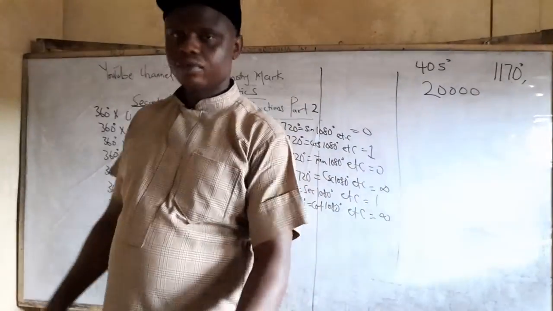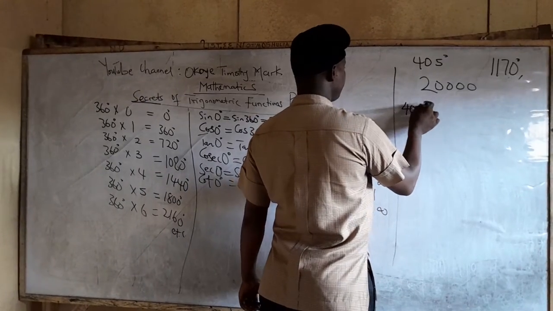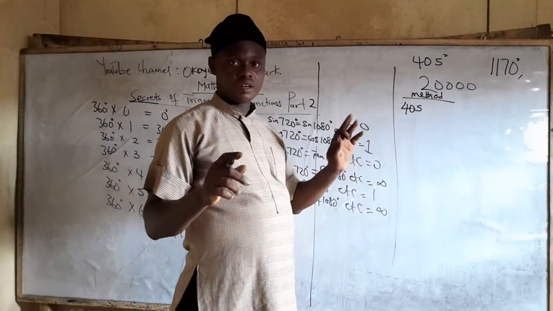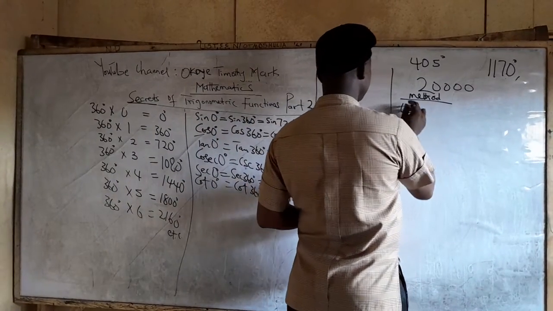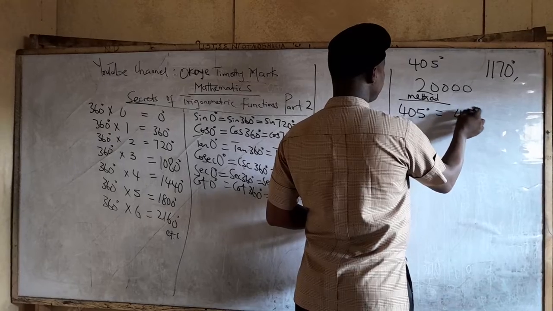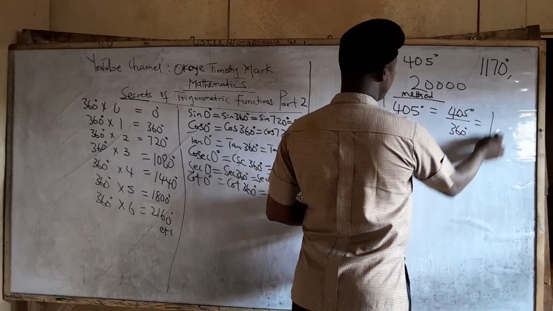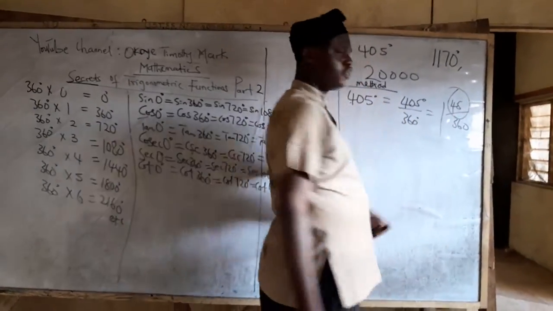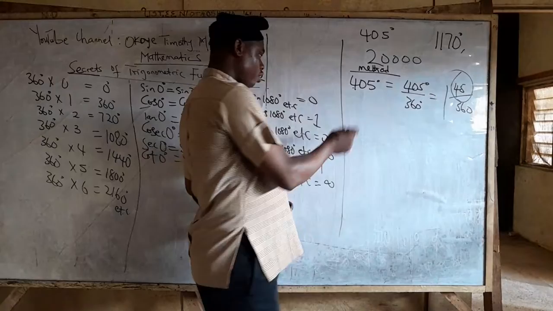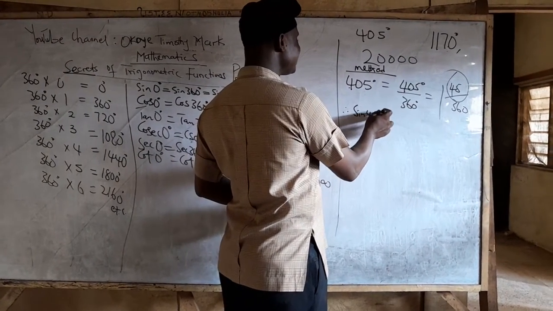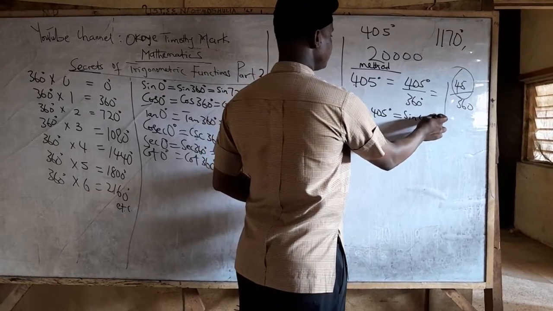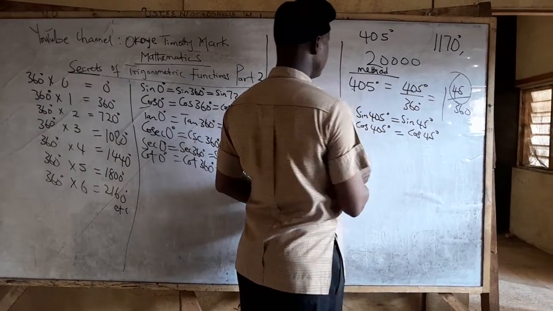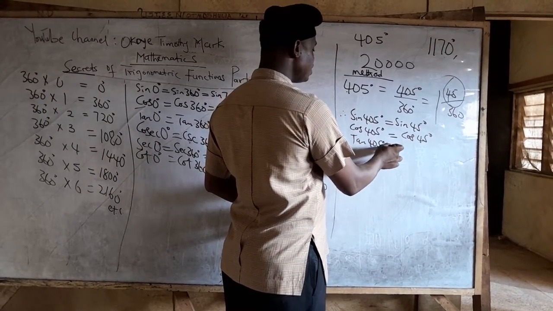I will show you with two methods. First method, method one: divide by 360 degree, get the remainder, and that is the angle you pick. For instance, 405 degree, you do 405 degree all over 360 degree. That will give you one, remainder 45 over 360. You pick 45 degree. That is your answer. Therefore, sine 405 degree is exactly the same as sine 45 degree. Cos 405 degree is exactly the same as cos 45 degree. Even tan 405 degree is exactly the same as tan 45 degree.